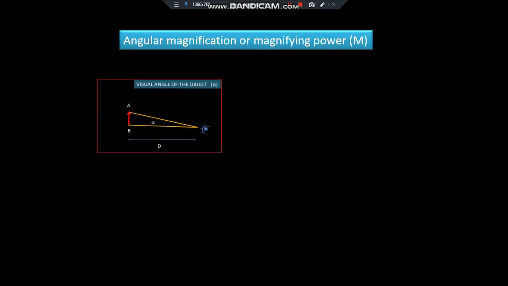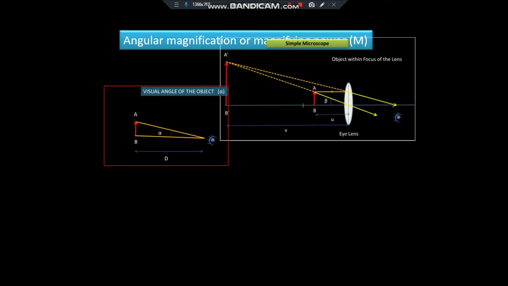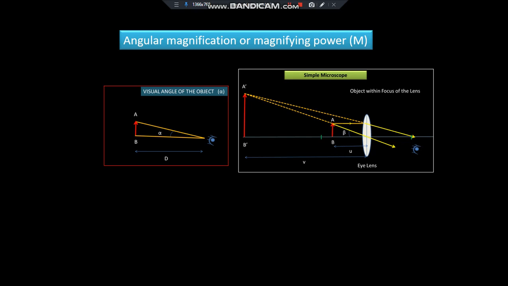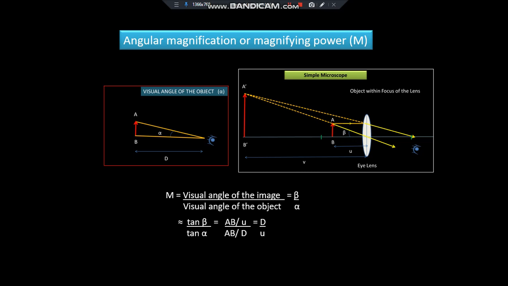Now, let us see what is angular magnification, or the magnifying power M. So you have the visualizing angle of the object alpha, you have the visualizing angle beta when it passes through the lens. The capital M, the magnifying power, is defined as the visual angle of the image upon the visual angle of the object, which is beta upon alpha, which is nothing but almost equal to tan beta upon tan alpha. But we know tan beta is AB upon u, tan alpha is AB upon D, which is equal to D upon u. So the magnifying power capital M can be D upon u.